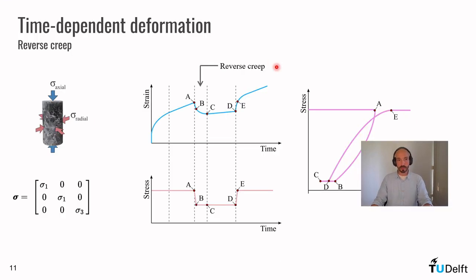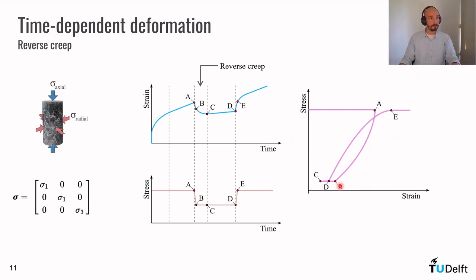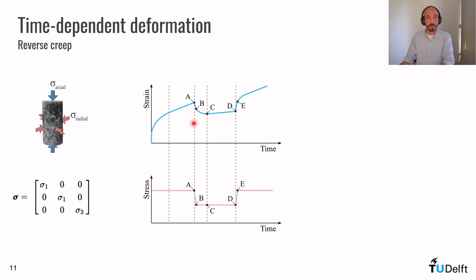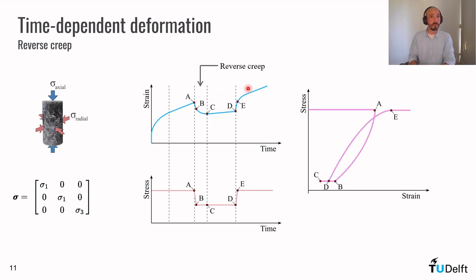Okay, let's return to our presentation here. So this is the mechanical behavior of salt rock from a macroscopic view. Now we know what we want to model. For example, we want to model primary creep, secondary creep, tertiary creep, and reverse creep. This is what we want to model now.